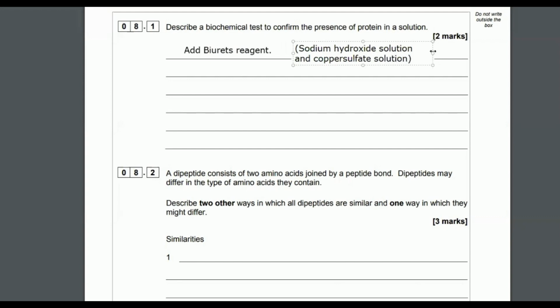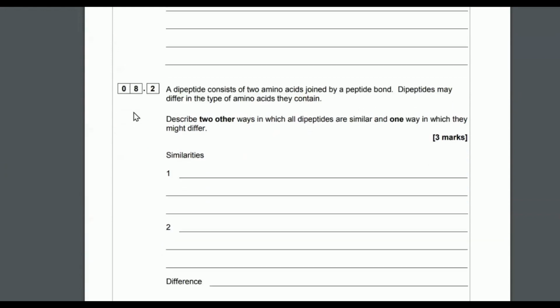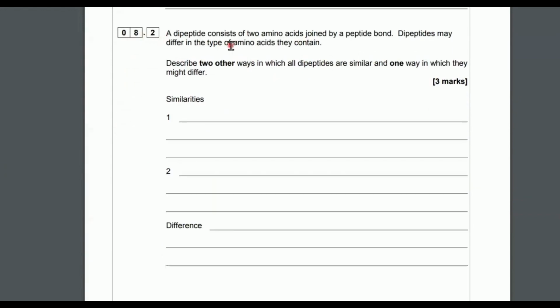Copper sulfate is a blue solution which gives Biuret's its blue color. Now, we don't need to warm it, but when you add it to the sample, if the sample contains amino acids or proteins or peptides, it's going to turn from blue to purple. I like to think of P in protein and purple for the colour it turns. You can say pink or lilac or violet, and that would get you 2 marks.